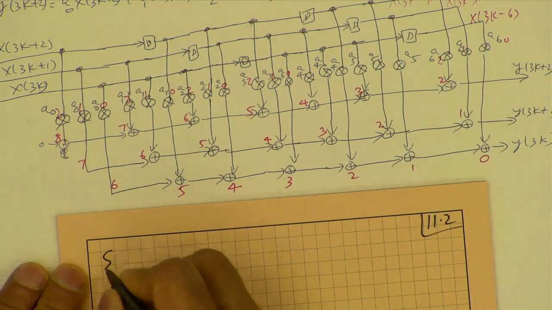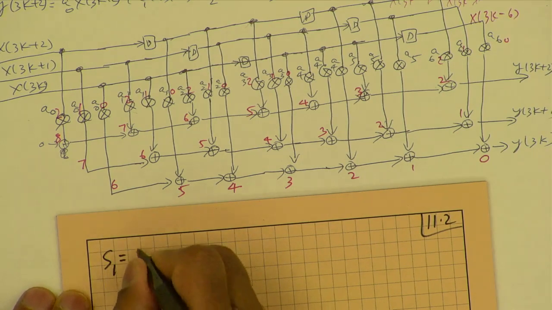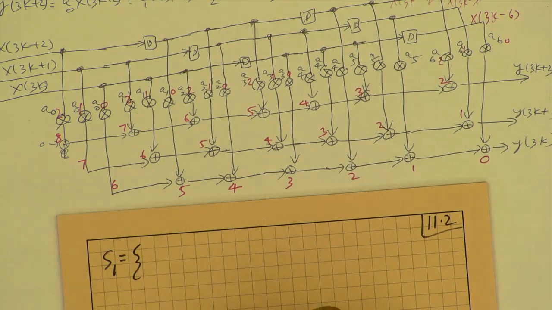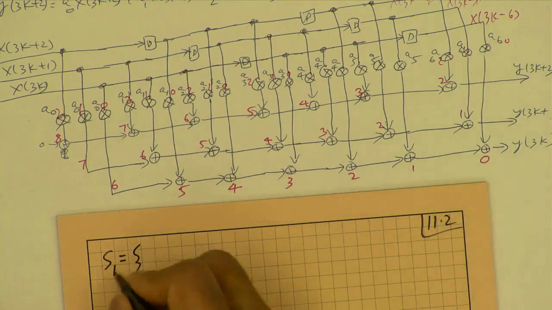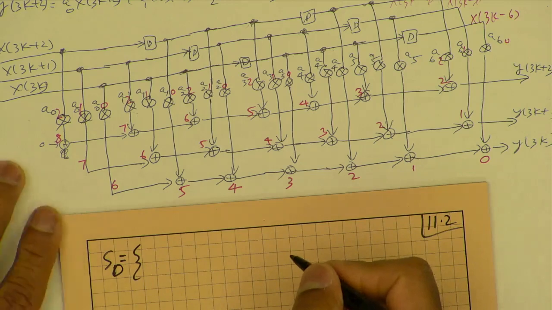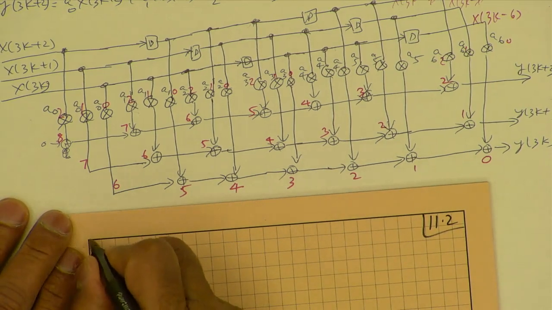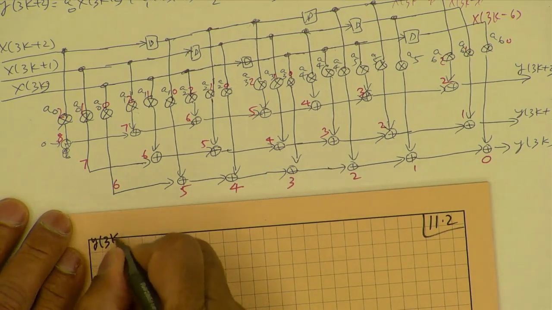So let's say that we define one folding set S1. We know that the periodicity is 7. Each processing element computes 7 operations and then repeats itself. So let's call them S0, S1, S2. S0 is computing Y3K.